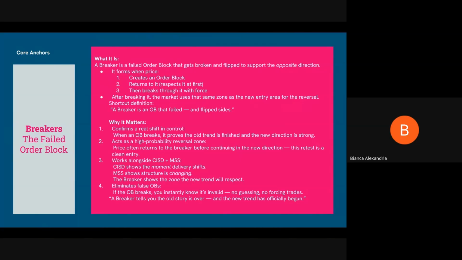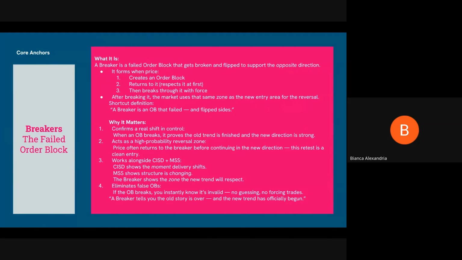And so, why this is important is it confirms a real shift in control. Especially if we saw that there were order blocks that held on the left, and then all of a sudden we don't see those levels holding and price is breaking through them, it gives us the opportunity to have some good entries, which goes to number two. It acts as a high probability reversal zone. Additionally, it works alongside change in state of delivery as well as market structure shifts.